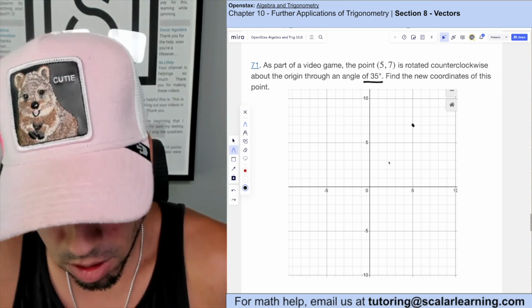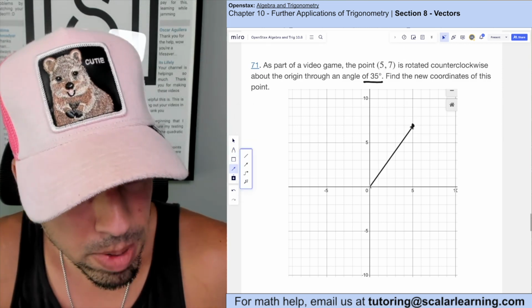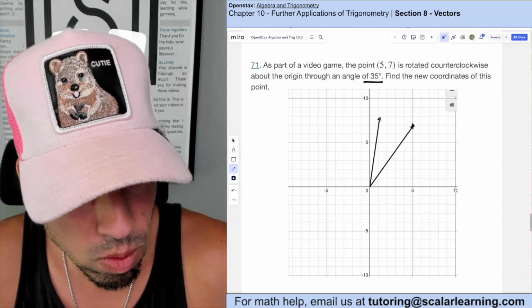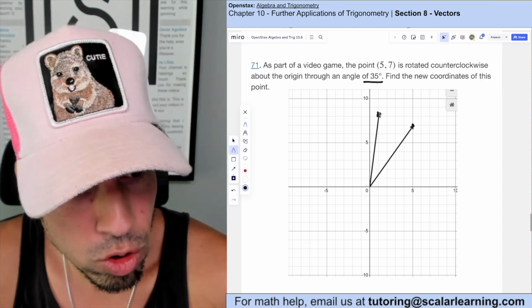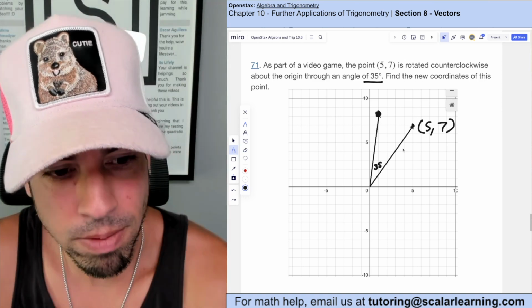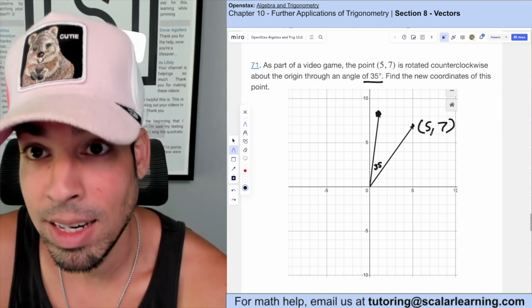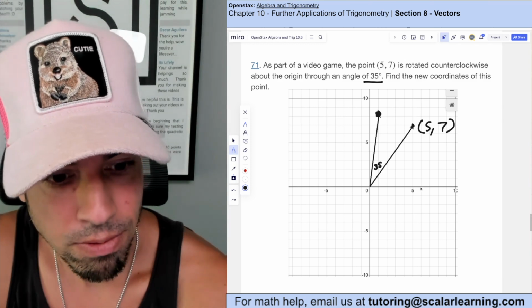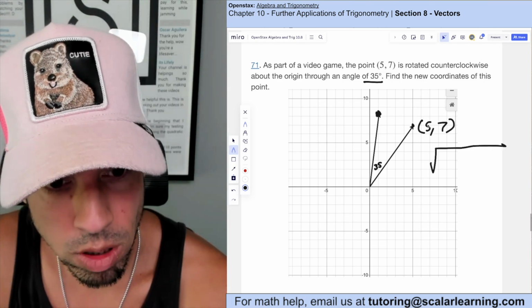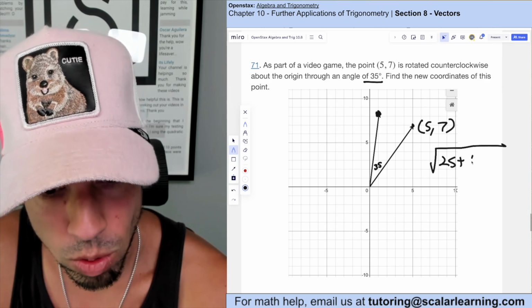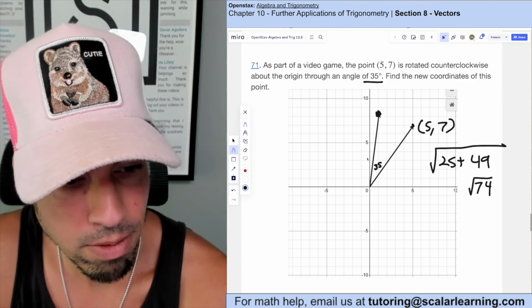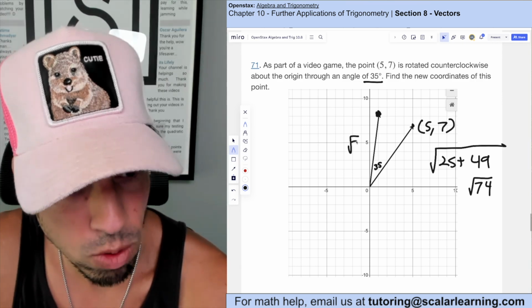So we go through an angle of 35 degrees. Just to make an approximation, let's say it looks roughly like this. And we want to know the new coordinates of this point. Now, since these are going to have the same magnitudes, let me calculate the magnitude of this line. I can do that because I've got 5 out, 7 up. So the magnitude is the square root of 5 squared, which is 25, plus 7 squared, which is 49. And that's the square root of 74. So this is also going to have a magnitude of the square root of 74.